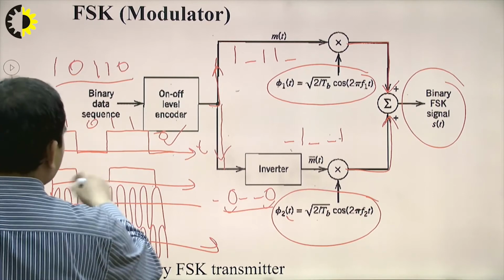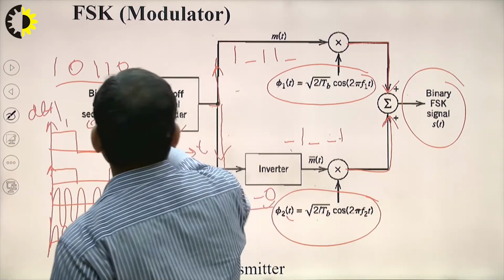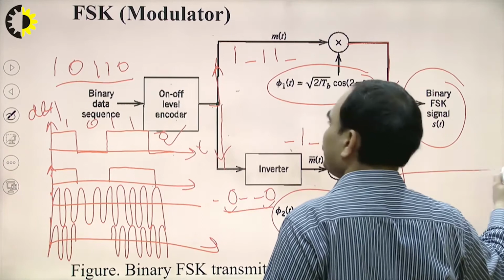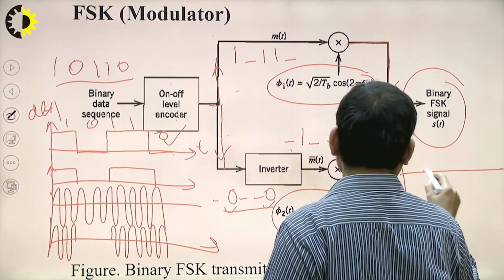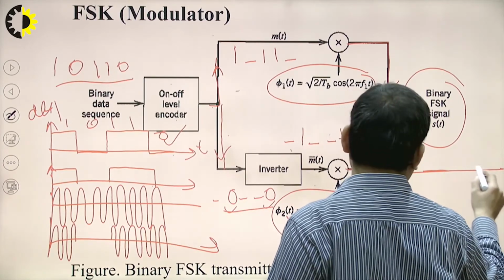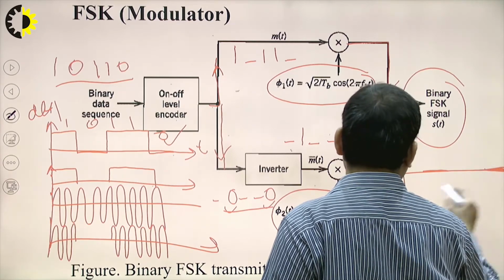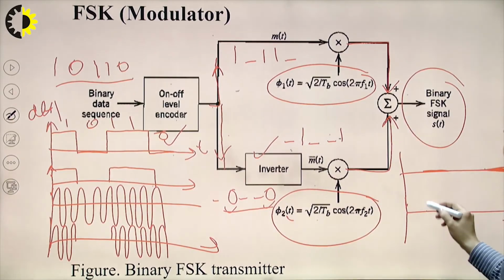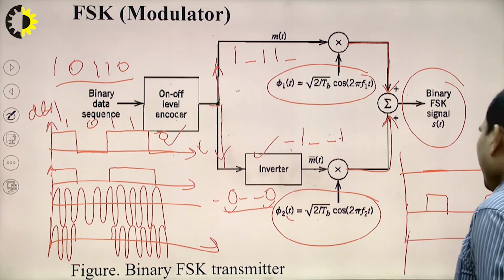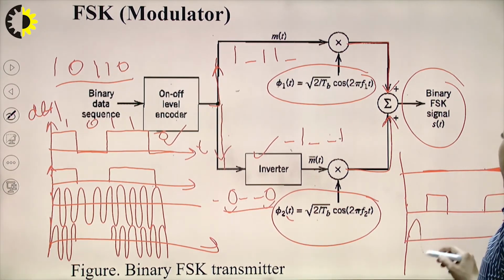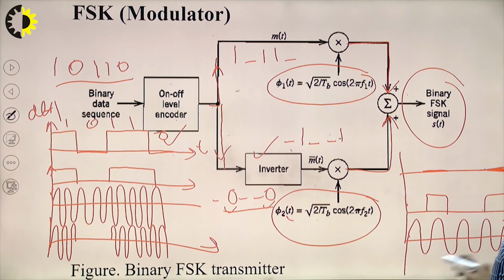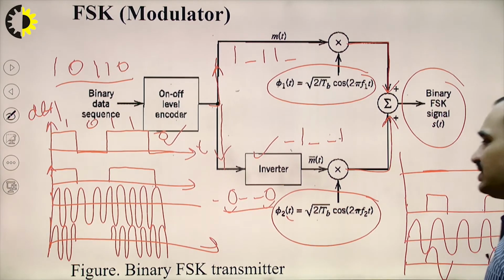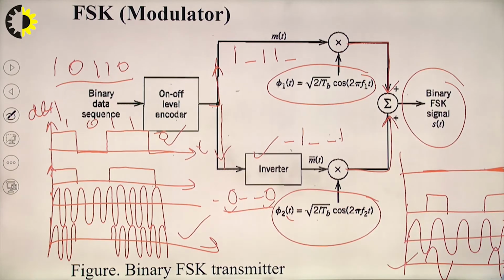Now for zeros, we will be representing the waveform as, so first we have 0 here, then after 2 ones we have 0 here, last point. After the inverter, using this inverter, what we have is this data after 2 ones. Okay, now we'll multiply with the carrier that is having the lower frequency. The output will be the lower frequency here and lower frequency here. Now the summation of this and this will be the FSK signal.